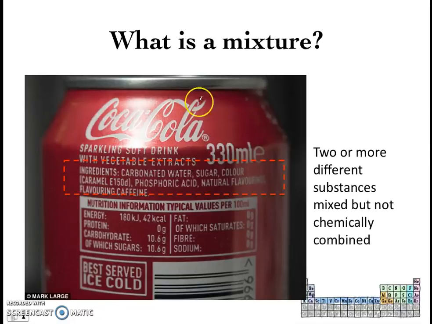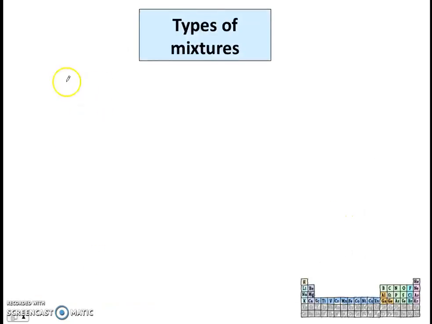So a mixture, we recall, is made up of two or more different substances that are mixed, but they are not chemically combined, right? They're not like compounds. Now we can classify mixtures and the types of mixtures in a few ways. The first way is to say whether or not the mixture contains elements or compounds or both. For this, we've already seen it in the last video at the end.